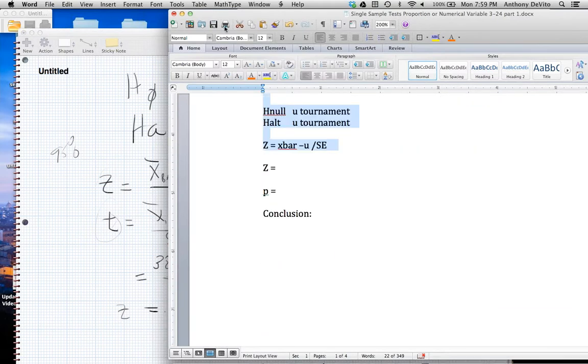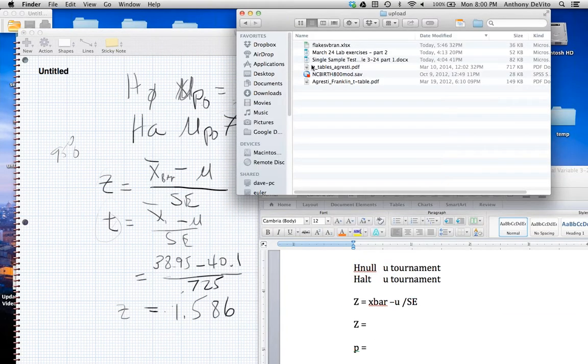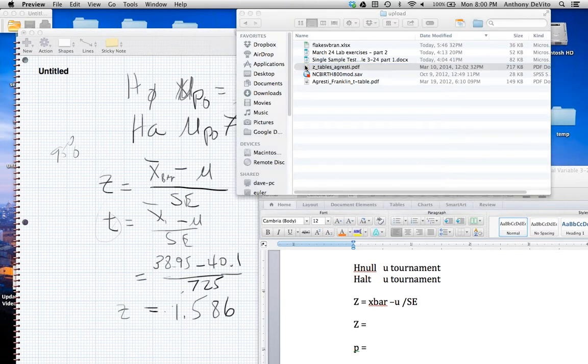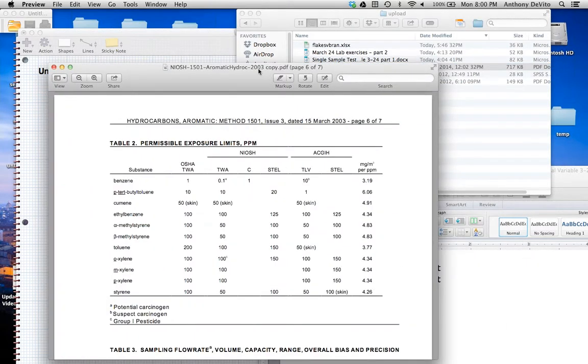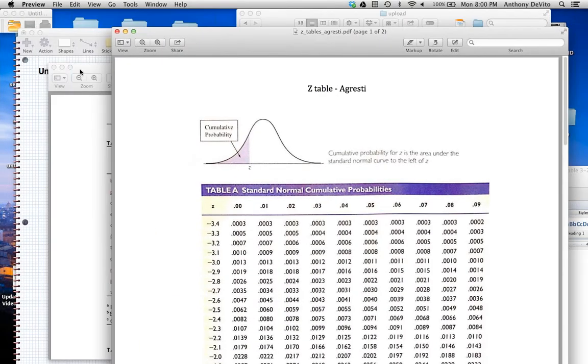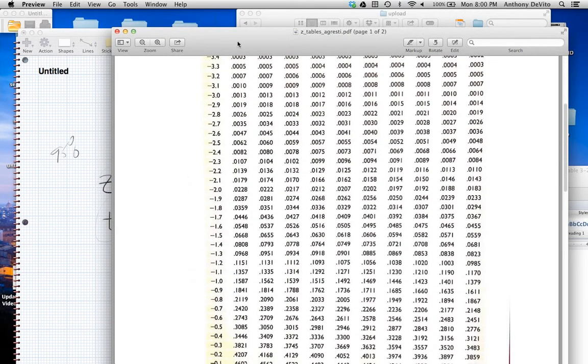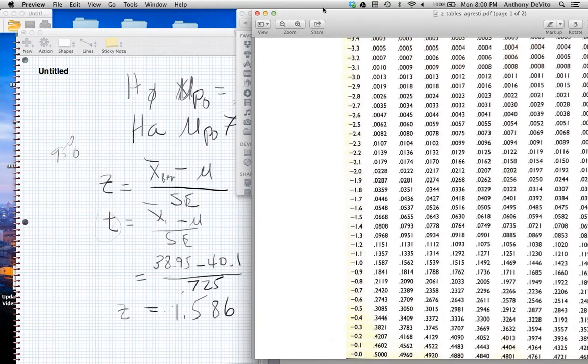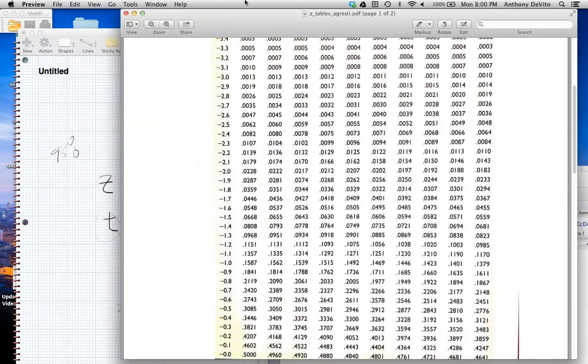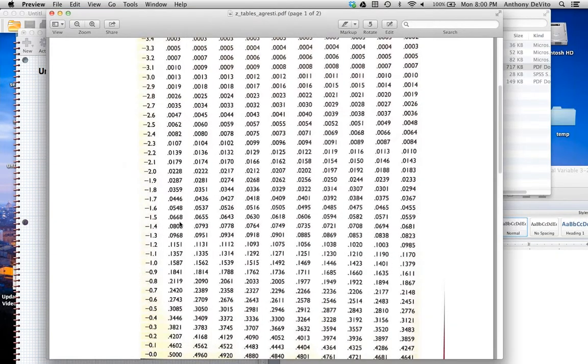I'm going to go back to my Z table. I uploaded a Z table for you as well. If I go to Agresti and go to my Z table, I'm going to go minus 1.57, 1.59, 1.5, I'm going to have to move that over. 0, 1, 2, 3, 4, 5, 6, 7, 8, 9.